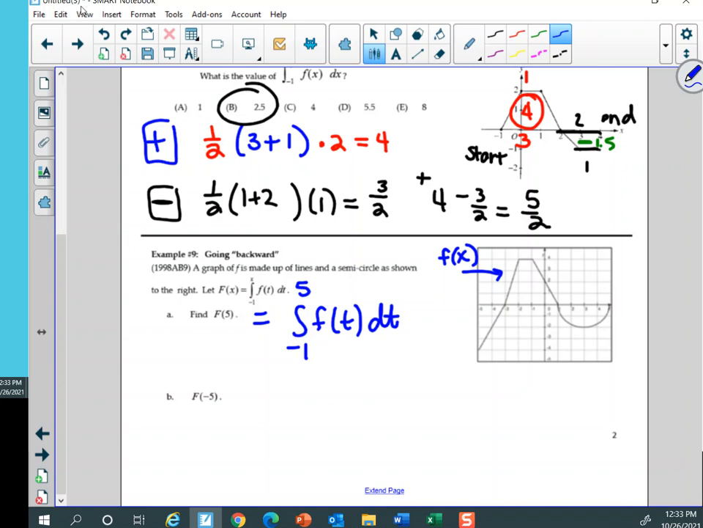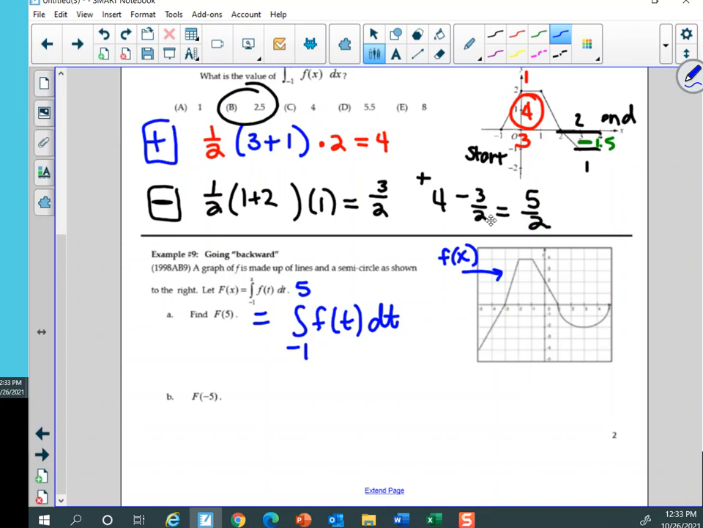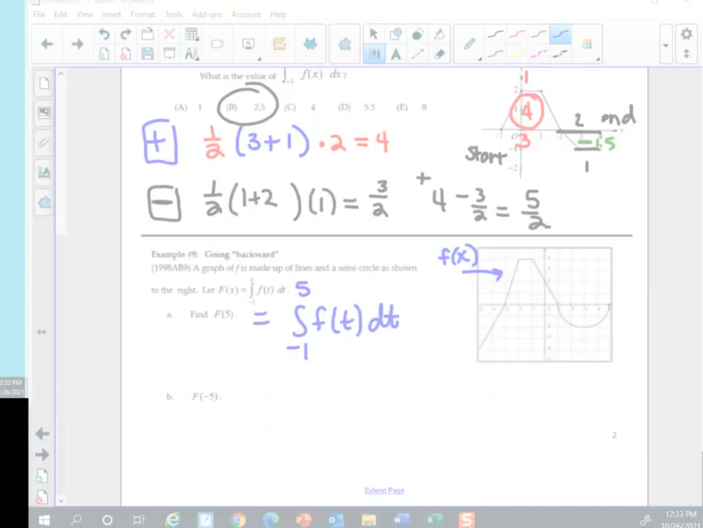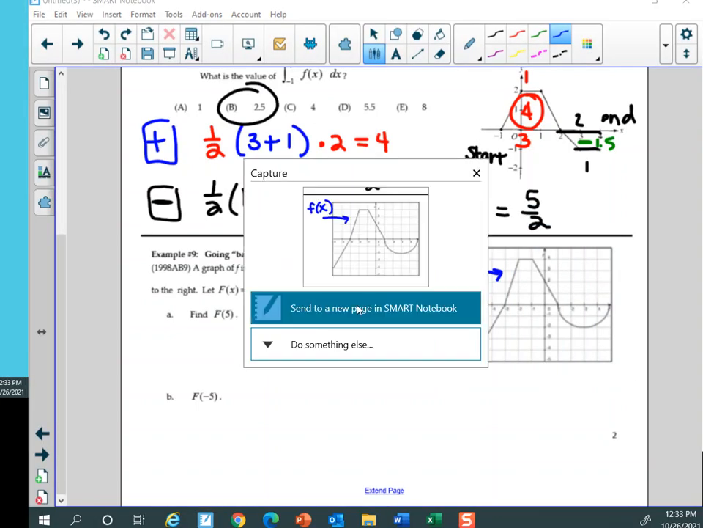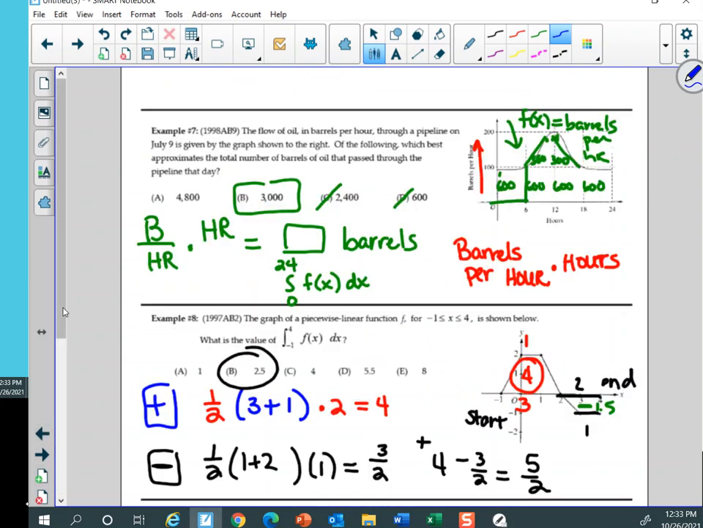Actually, I'm going to do this before I write too much on this. I always forget. Where are you, screen capture toolbar? Here you are. Let me grab this guy. Send him to a new page. I'll deal with him in a minute. Okay.